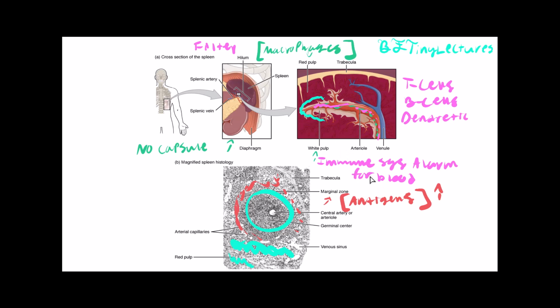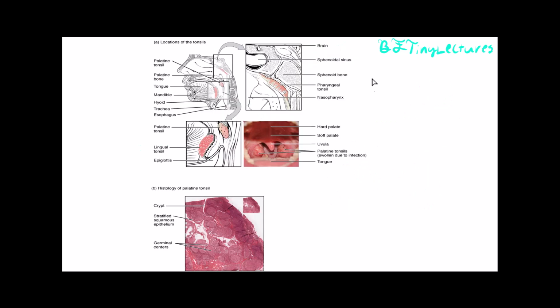Now let's talk about the lymph nodules. Lymph nodules are basically smaller lymph nodes, and these lymph nodules have no capsules at all. A good example of lymph nodules are your tonsils. Here in the mouth, we have something called the palatine tonsils. And these palatine tonsils allow us to kill pathogens in our food.